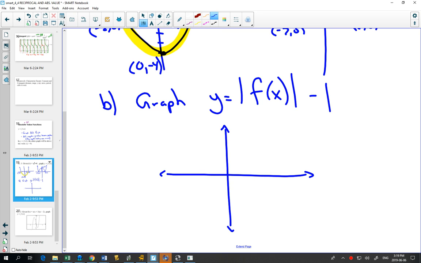So instead of having 2, 0, we have 2, negative 1. And instead of having negative 2, 0, we have negative 2, negative 1. And instead of having 0, 4, it's shifted down 1, we have 0, 3. This part is still like this.